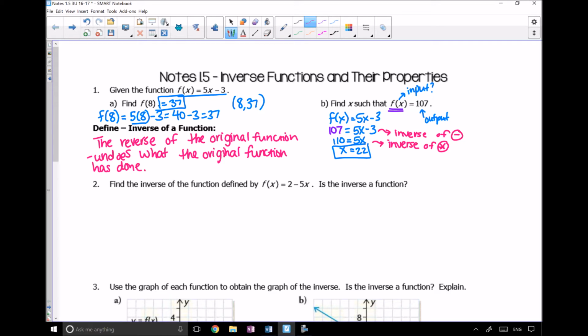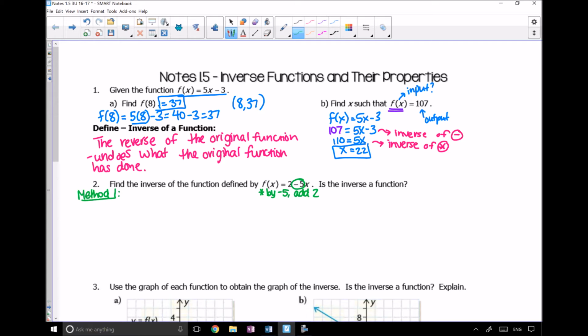Okay, so question number 2 says to find the inverse of the function defined by f of x equals 2 minus 5x. We're going to do this using 2 different methods. Method 1 is to simply do the inverse operations. Here it's saying to multiply by negative 5, then add 2, because according to order of operations we do our multiplication first and then our addition. Since this is negative 5 times x, we multiply by negative 5. Since this is positive 2, we add 2.